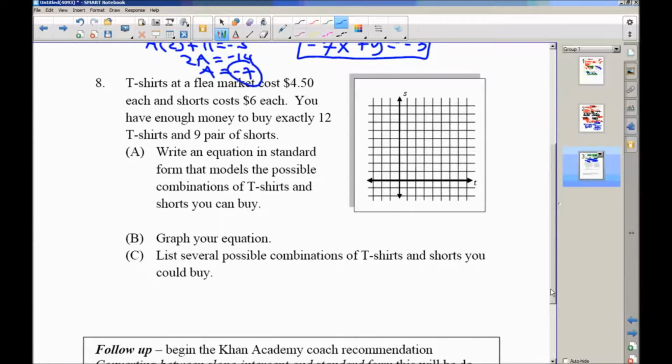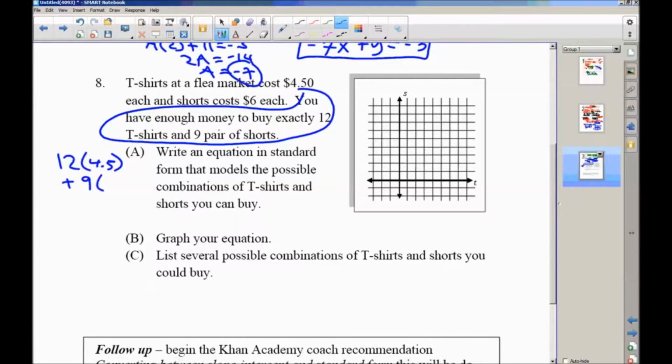Okay, so if we have enough money to buy these things, 12 t-shirts and 9 pair of shorts, then how much money do we have? And that's what we want to know. All right, so let's see. 12 times the cost of a t-shirt, $4.50, plus we had enough to buy 9 shorts, so 9 times 6. And I'll pull out the old calculator and calculate my total amount of money that I have here. So 12 times 4.50 plus 9 times 6 is 108. So this means we have 108 total dollars.